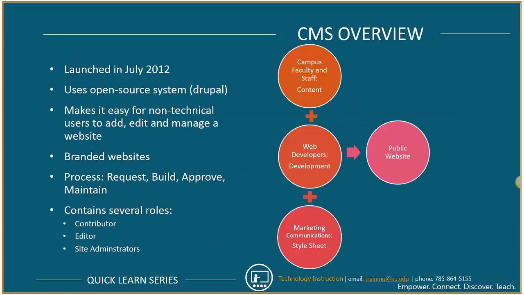Okay, so just a few slides to start with about the CMS. CMS stands for Content Management System, and it's the overall industry term for the kind of system that's in place for our websites. Our website CMS at KU was launched in 2012, and it uses the open source system Drupal. There are other open source systems out there. You might be familiar with WordPress or Joomla. Drupal is a different kind of open source system, and that's what we use here at KU.